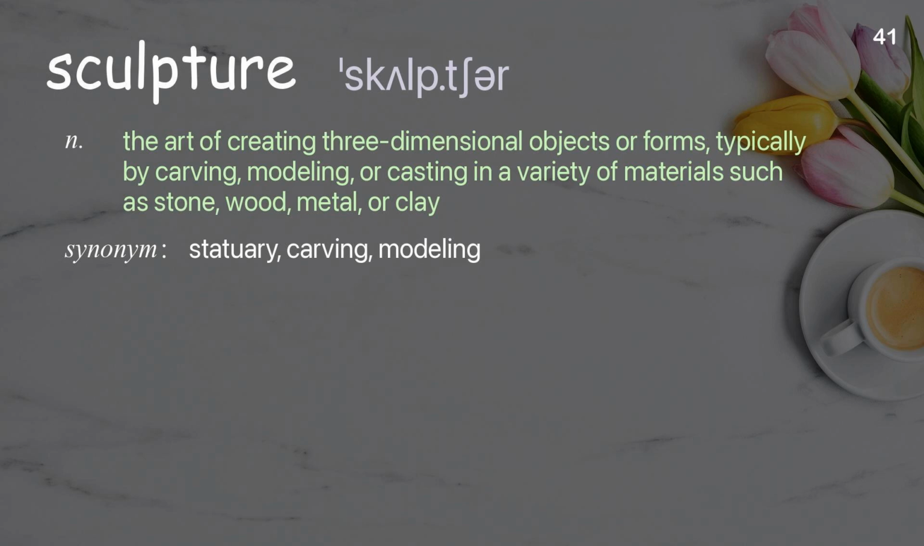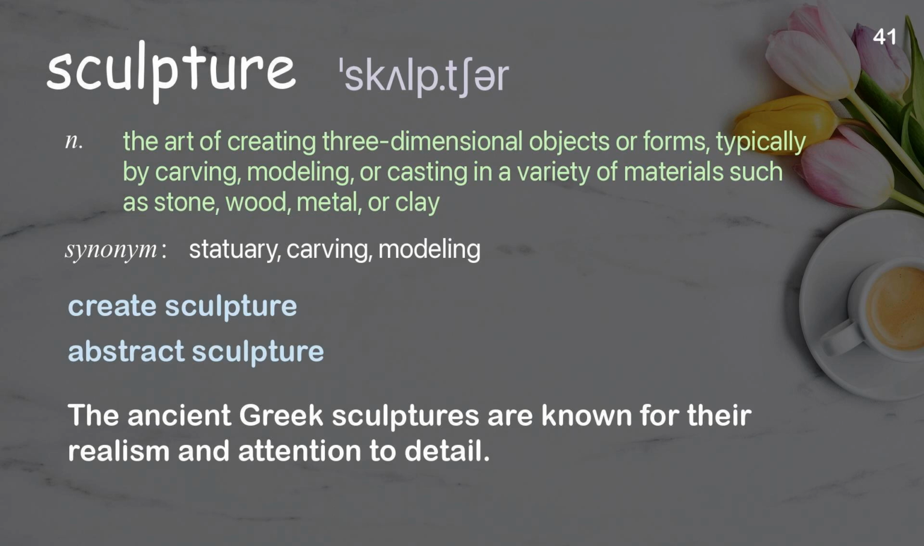Sculpture. The art of creating three-dimensional objects or forms, typically by carving, modeling, or casting in a variety of materials such as stone, wood, metal, or clay. Examples: create sculpture. Abstract sculpture. The ancient Greek sculptures are known for their realism and attention to detail.